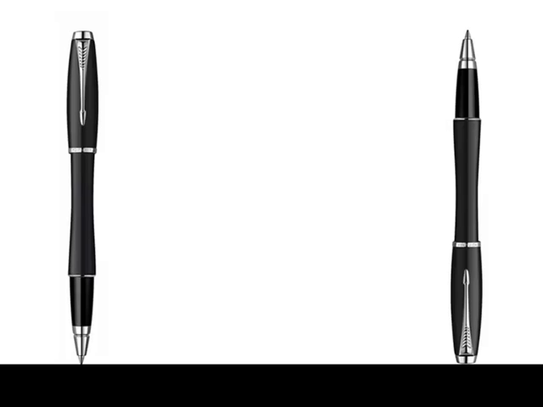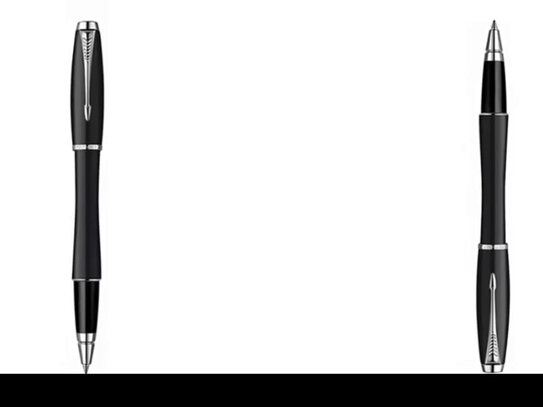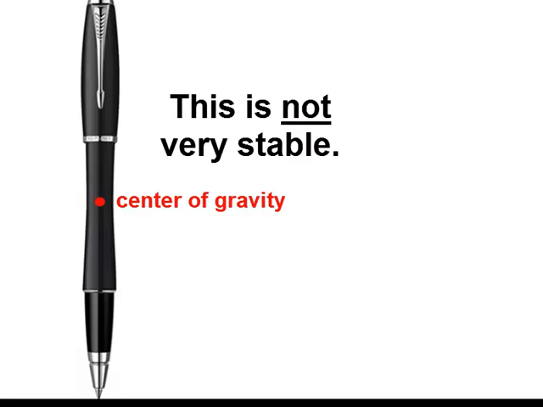It's nearly impossible to balance a pen upright on its point, though it's easy to stand it upright on its flat end. The base of support is inadequate for the point and adequate for the flat end. Also, even if you position the pen so that its center of gravity is exactly above its tip, the slightest vibration or air current can cause it to topple.